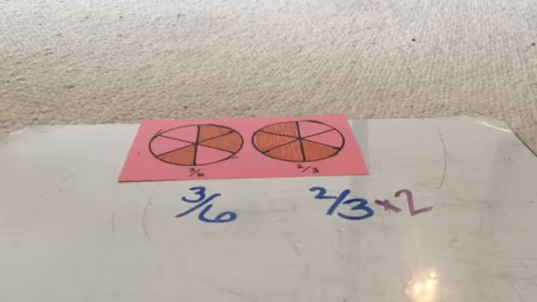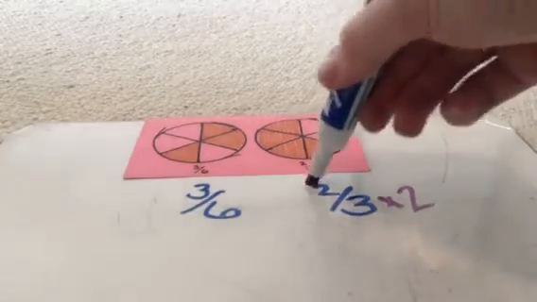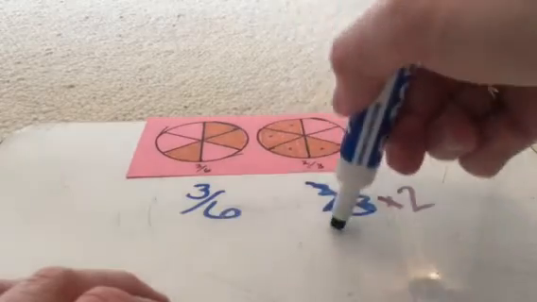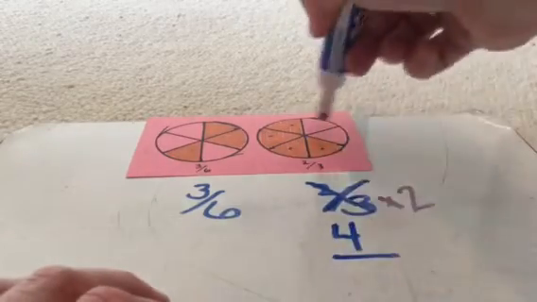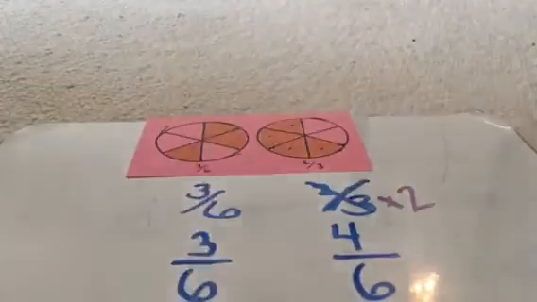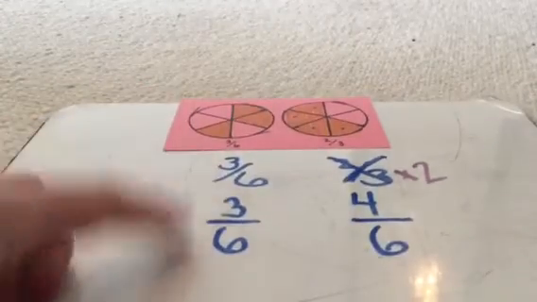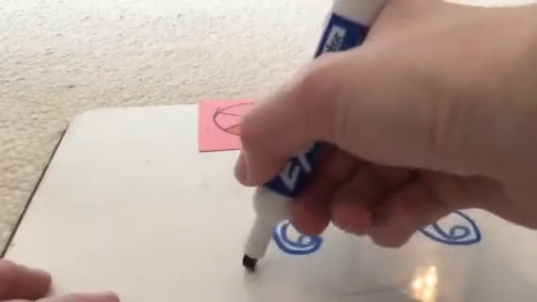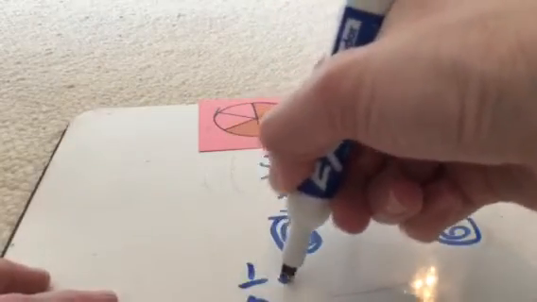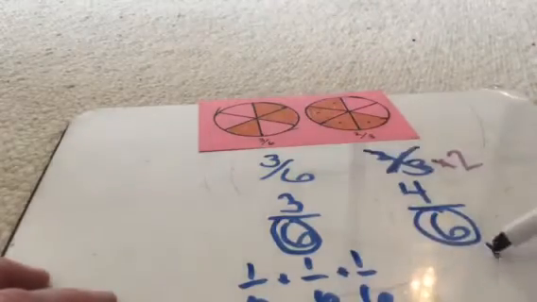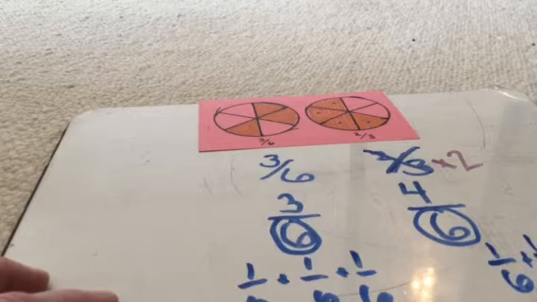So now I'm going to rewrite my fraction. I don't have 2/3 anymore. I have 1, 2, 3, 4 out of 6. And this one was 3/6. Now numerators aren't the same, but the denominators are. So I can use common denominator to compare. So this is like having 1/6, 1/6, and 1/6, or 1/6, 4 times.